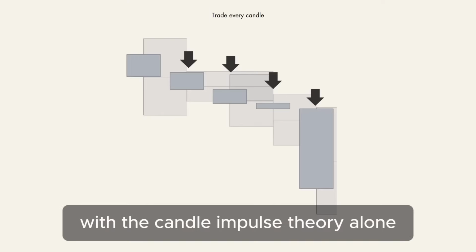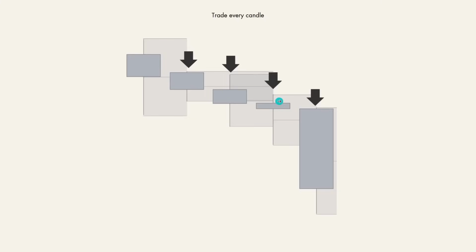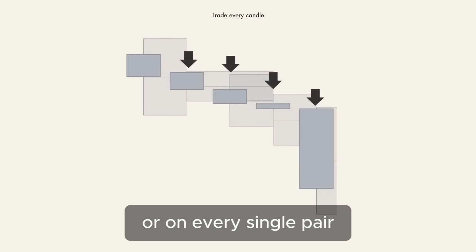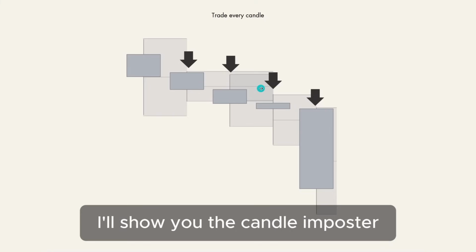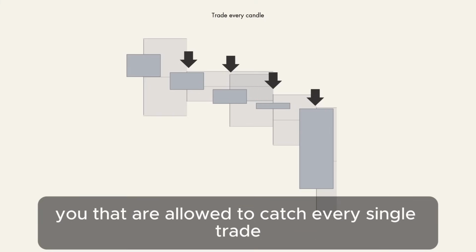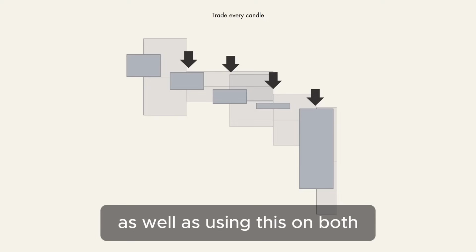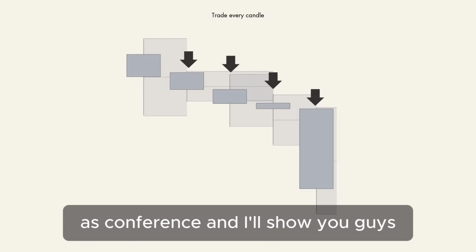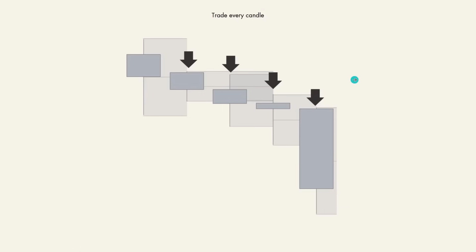With the candle impulse theory alone, you will be able to trade every single candle on every single time frame on every single pair. Throughout this video, I'll show you the candle impulse theory that will allow you to catch every single trade on every single day, as well as using this on both your higher time frame and lower time frame as confluence. And I'll show you guys the entry models that you will exactly use to catch all these trades.